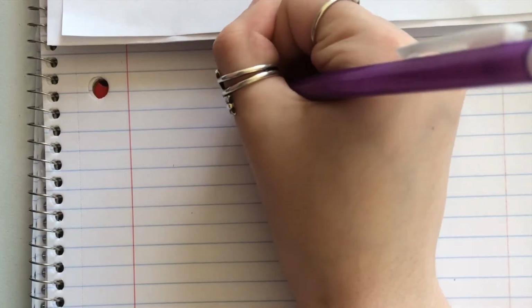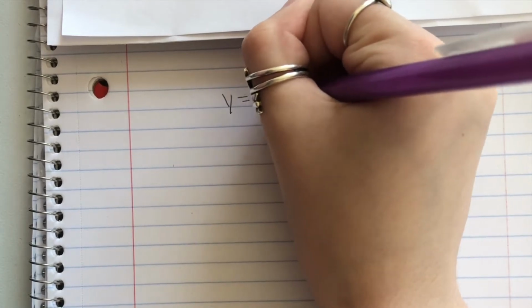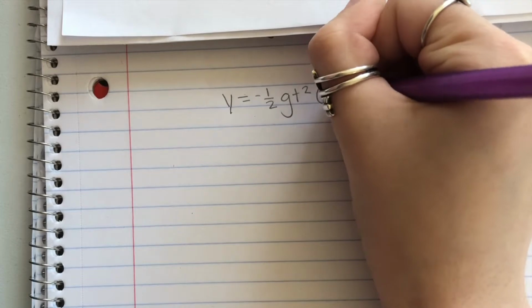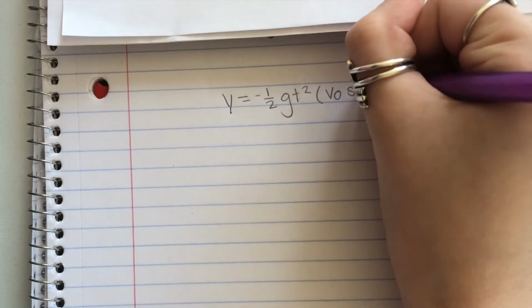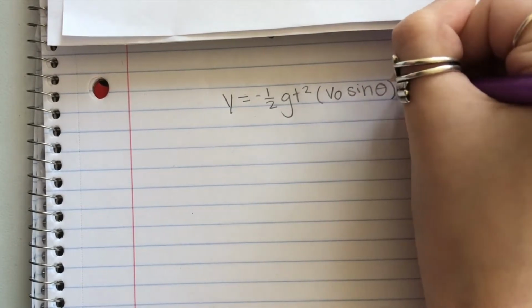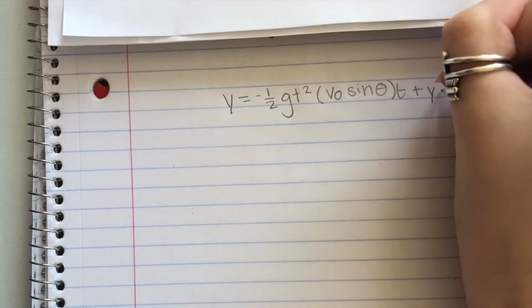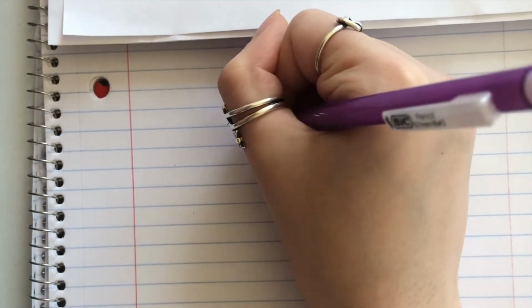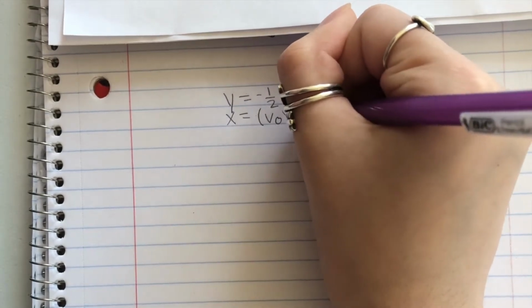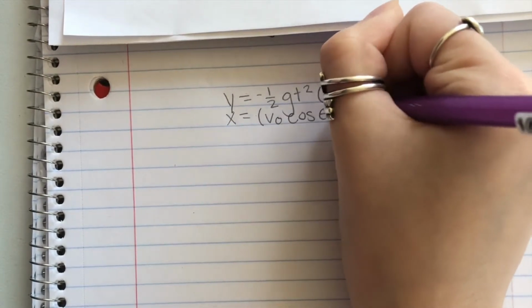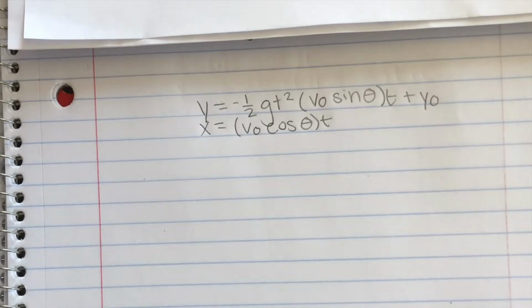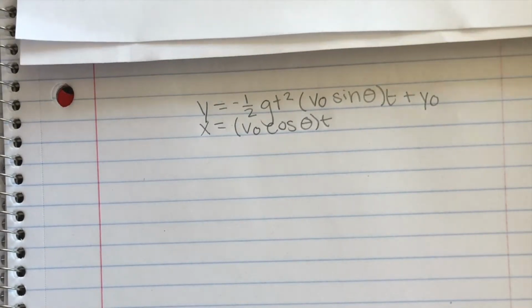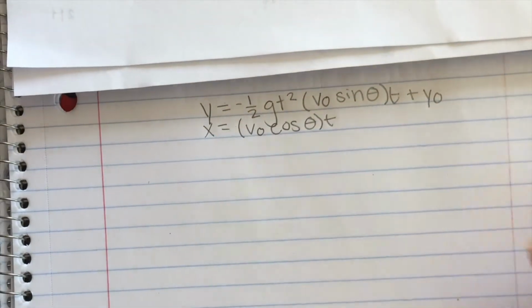And you have y equals negative half g t squared plus initial velocity sine theta t plus initial height. And then x, you have initial velocity cosine theta and then t. With those equations, you go ahead and plug in the values from the problem and graph it in parametric.